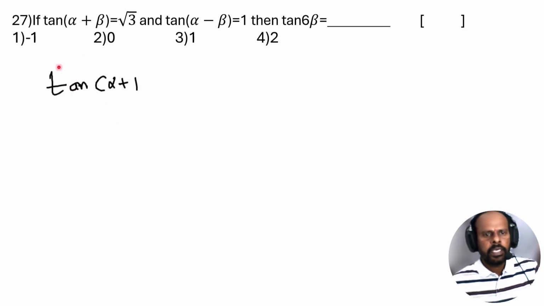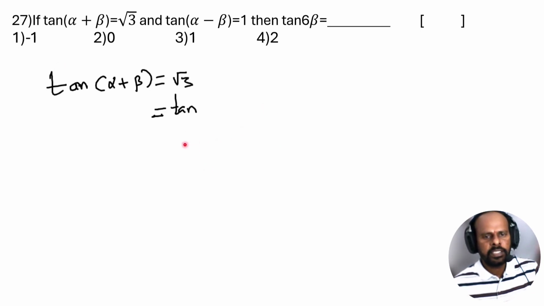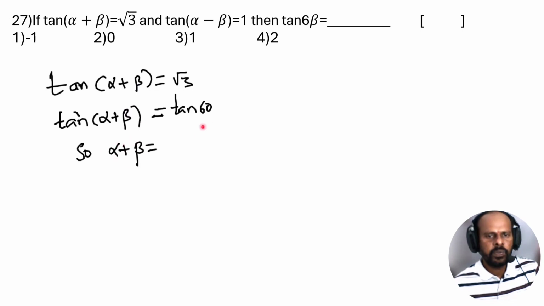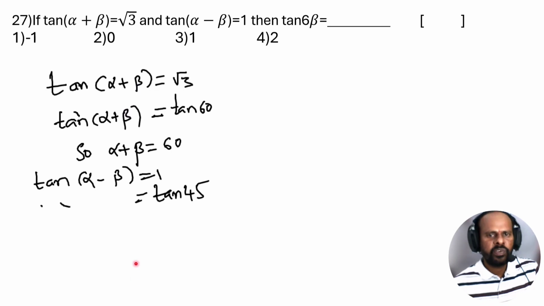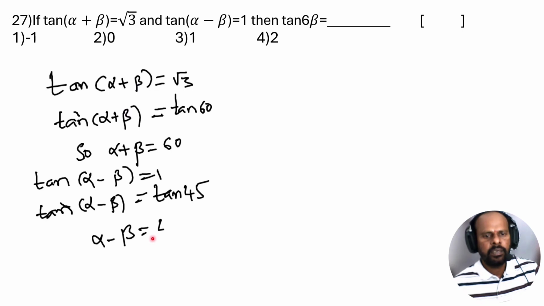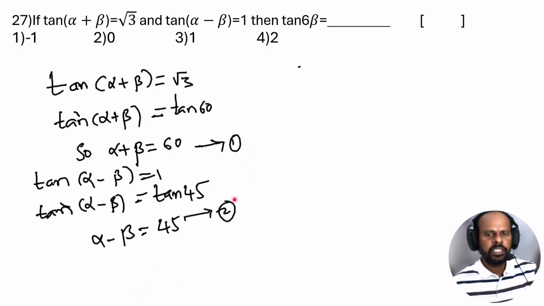See here, tan(alpha plus beta) equal to root 3 is given, and root 3 can be written as tan 60. Tan 60 value is root 3. So here tan(alpha plus beta) is root 3. If you compare, alpha plus beta equal to 60 degrees we can write. And one more condition is given, that tan(alpha minus beta) equal to 1 is given. So that is tan 45. So alpha minus beta equal to 45 degrees we can write. So this is the first result and this is the second result, let us take.